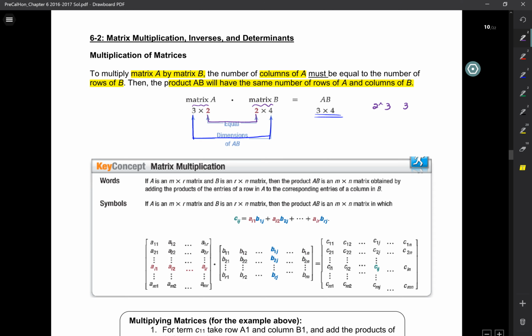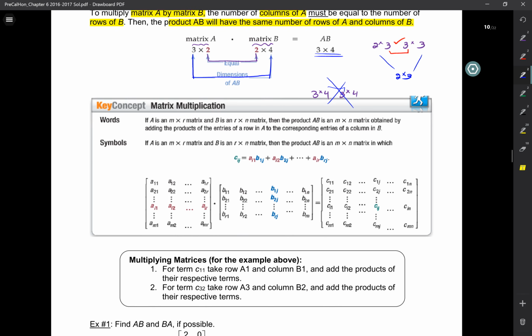Okay? So for example, suppose one matrix is a 2 by 3. Another matrix is a 3 by 3. Can I multiply these? Well, these are the same, so yes, I can multiply them. And what will the resulting matrix be? It'll be a 2 by 3. All right? As opposed to, suppose a matrix is a 3 by 4, and I want to multiply it by another 3 by 4. They have the same dimensions, but the inner numbers are not the same, so these cannot be multiplied.